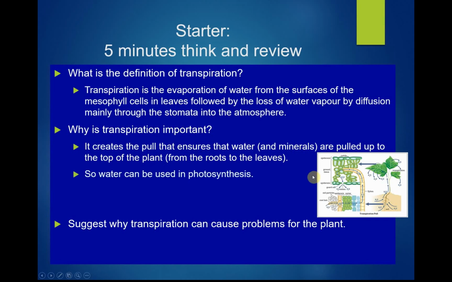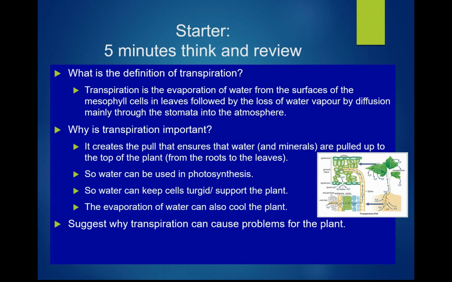And that means water can get to the top of the leaves to be used in photosynthesis, and it can also help keep the plants what we call turgid, which means firm, standing up straight, so the leaves are all pointing at the sun so they can do as much photosynthesis as possible, all those sorts of things about support. And also that evaporation of the water can actually help cool the plants down.